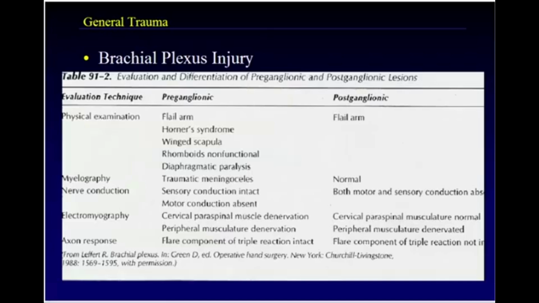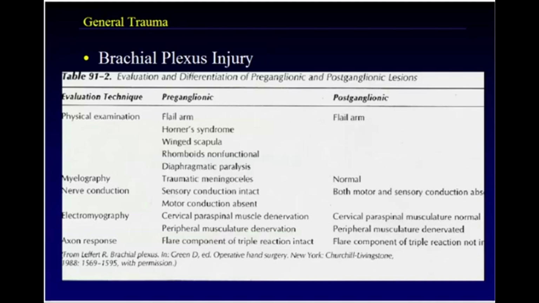You really can make a differentiation between preganglionic and postganglionic lesions on the basis of your clinical exam. Both types of lesions will present with motor deficit. So both types will have a flail arm. With a preganglionic lesion, you can have a Horner syndrome because of the disruption of the sympathetic innervation. You can also have a wing scapula, and the rhomboids can be non-functional due to the very proximal exit of the dorsal scapular nerve and the long thoracic nerve from the brachial plexus. With a myelogram, you can see traumatic meningoceles with a preganglionic lesion, whereas you will not see those in postganglionic.